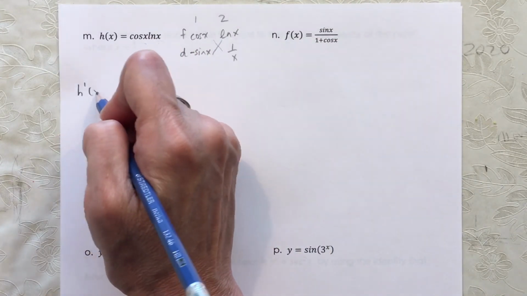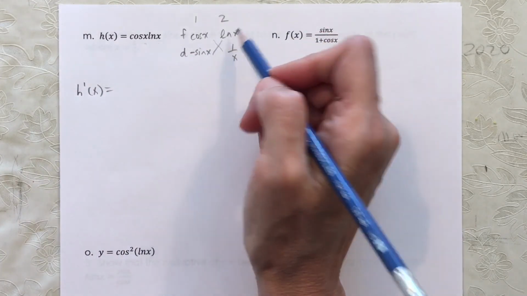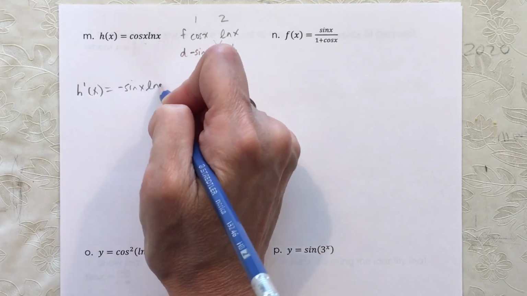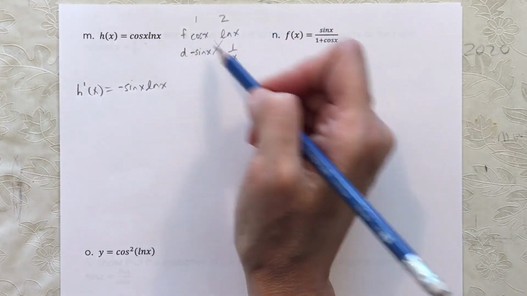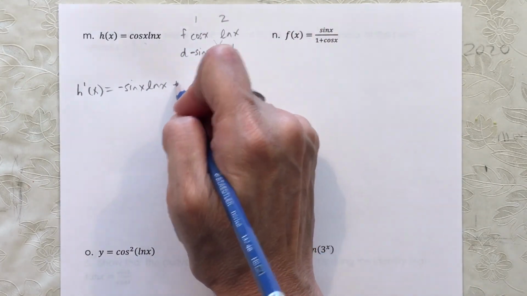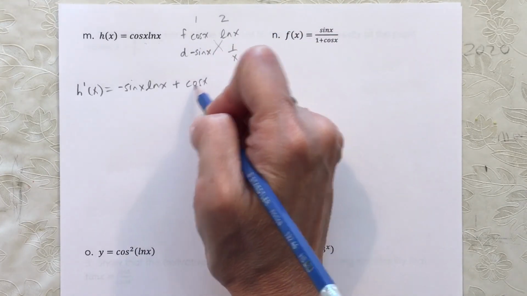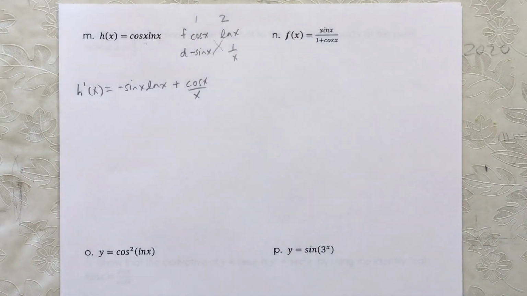So h prime at x, derivative of the first times the second, so negative sine of x times the ln of x, plus, with product rule, plus cos of x times 1 over x, which would be cos of x over x. And the scoops don't have anything in common, so we can't put it in factored form. So that would be our answer.